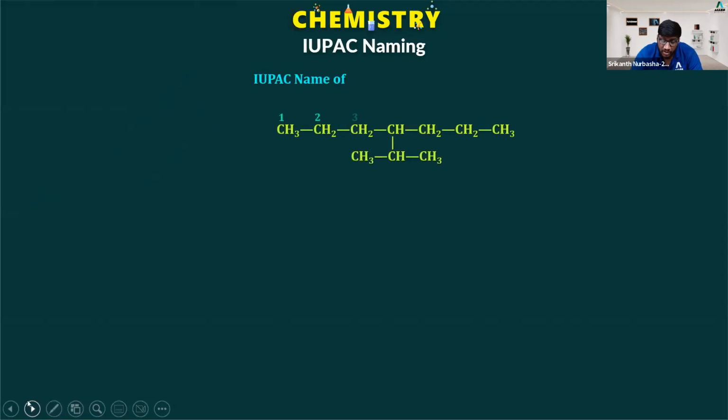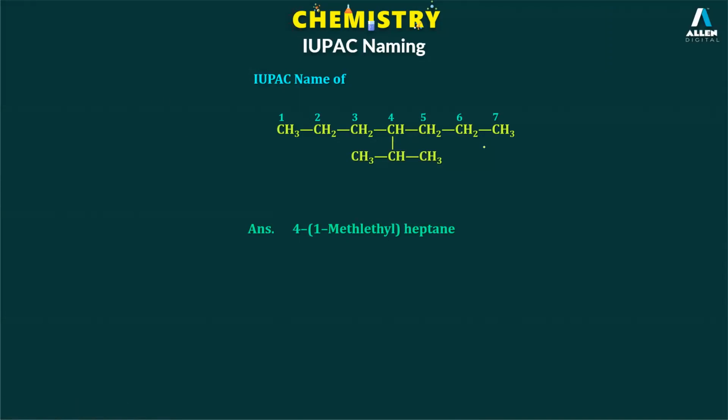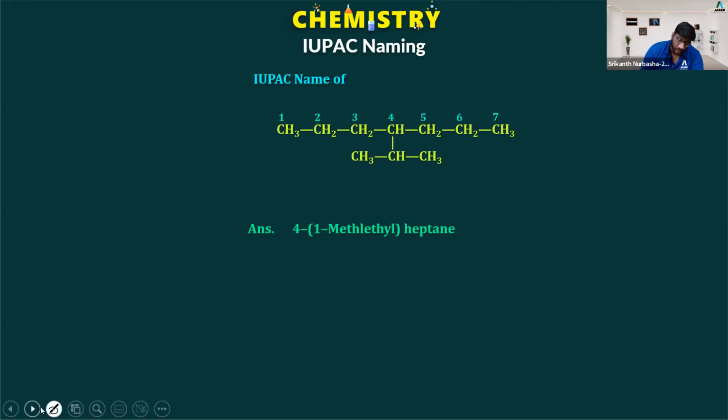Next, name this compound, students. CH3, CH2, CH2, CH, CH2, CH2, CH3. Simple name on the fourth substitution. On the fourth carbon, you have CH, CH3, CH3. So 4-(1-methylethyl), because if you have CH2, CH3, it is ethyl. On the first position, you have CH3, so 1-methylethyl heptane. 4-(1-methylethyl)heptane.